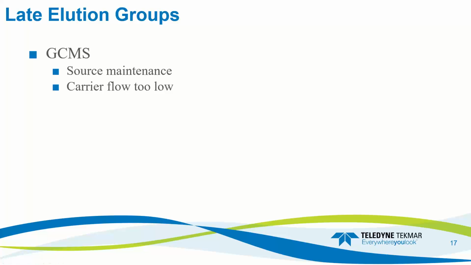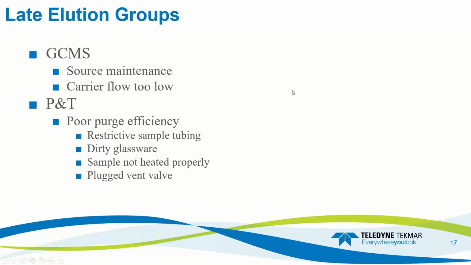For issues with late elution groups, your GCMS might need source maintenance, or the carrier gas flow rate is too low. On the purge and trap side, you could be dealing with poor purge efficiency, restrictive tubing, dirty glassware, a faulty heater, or your vent valve might be plugged. Or you might just need a new trap.